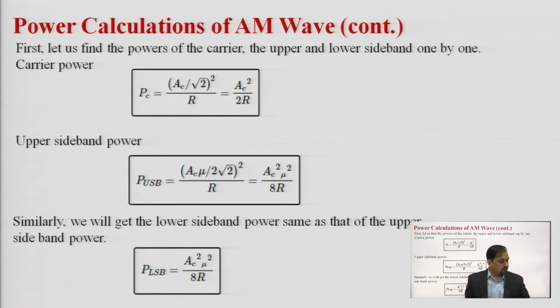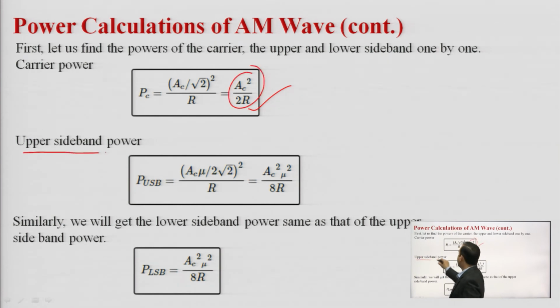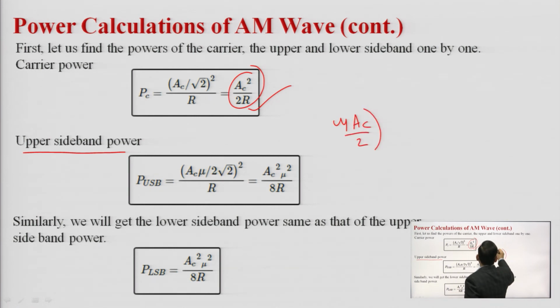Now what happens is, first is the carrier power. The amplitude of the carrier is Ac, so Ac by root 2, and which is Ac square by 2R. For upper sideband we have basically mu Ac by 2. This is squared, and we must take the RMS, so this is square by R, which is Ac square mu square by 8R, and finally for LSB the value is also the same.